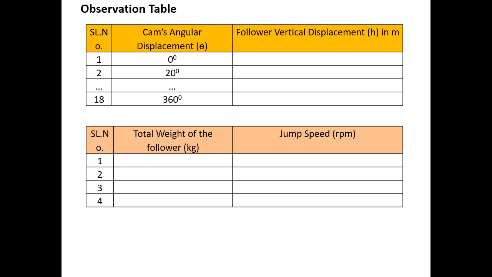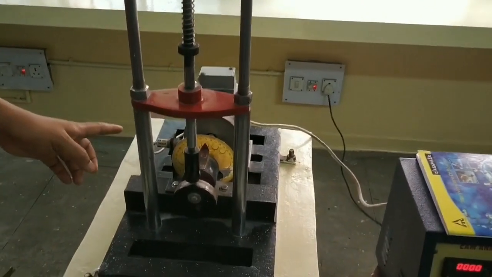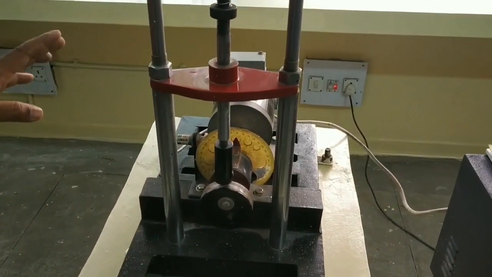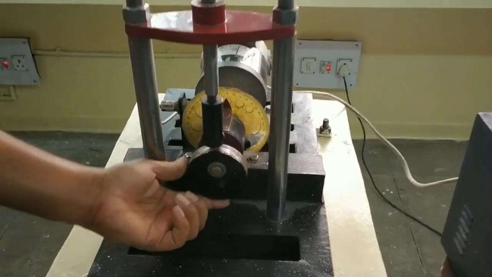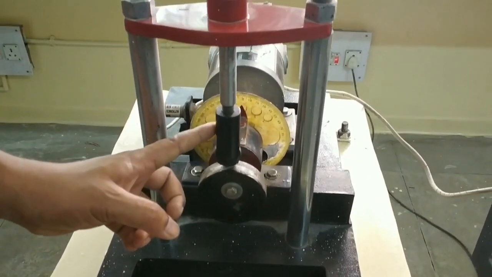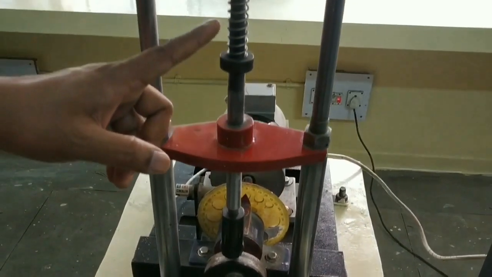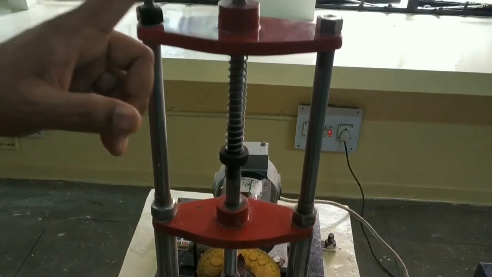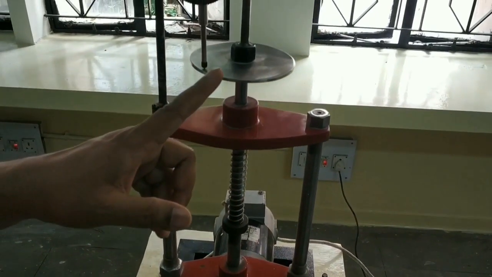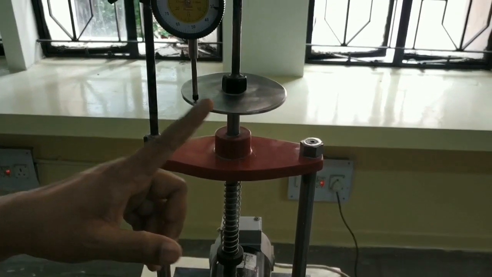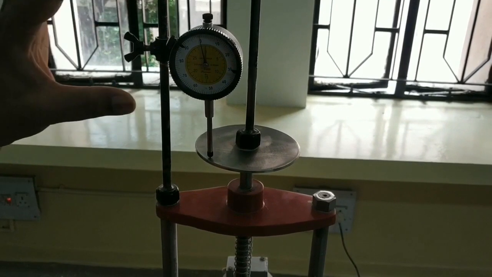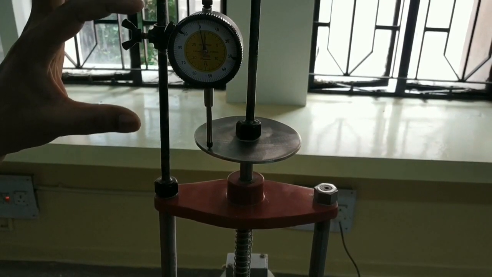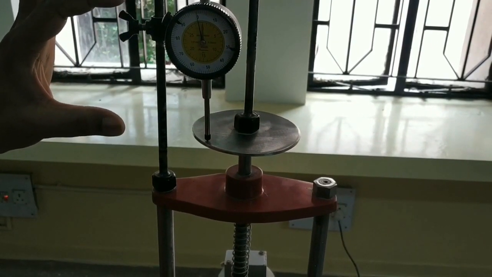Next slide. So this is the cam analysis experiment setup. This is our disc cam. In this disc cam, this is the follower. The follower is mounted with a spring. Here we can record the movement of this follower using this dial gauge. I will describe the function of the dial gauge later. Let's see other parts of this setup.